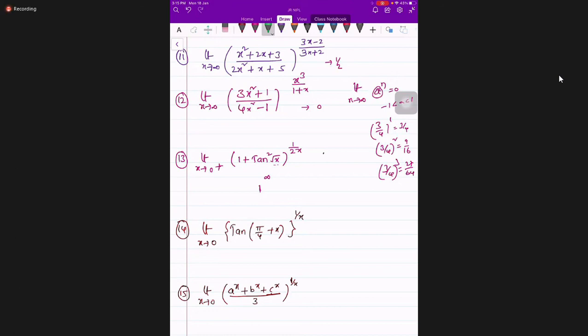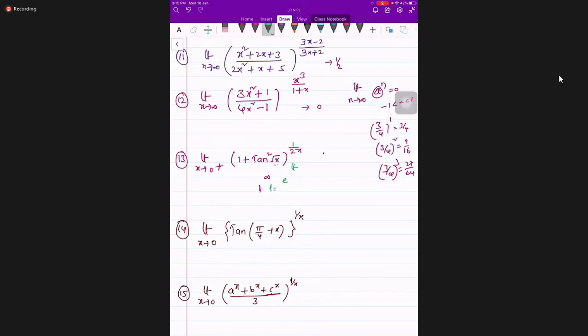What is the answer to this question, students? It's in the form of 1 power infinity. The 13th answer I got, e power 1 by 2. E power 1 by 2, correct. It's in the form of 1 power infinity.